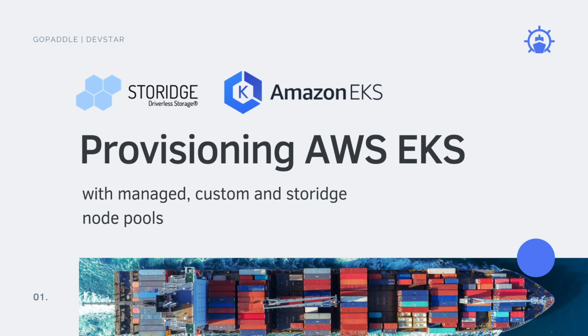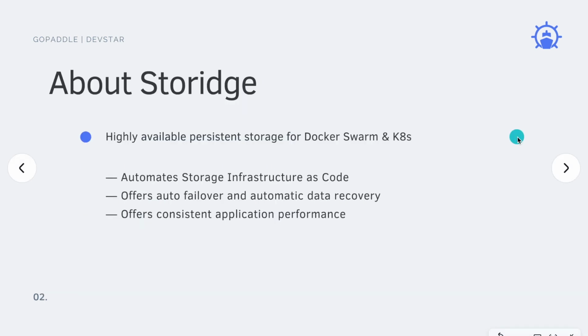In today's session, we'll be covering an interesting topic of provisioning and managing elastic storage on AWS EKS cluster. One of the challenges in the cloud native space today is to automate storage management. gopaddle has partnered with Storidge, a cloud native storage provider, to ease the management of highly available persistent storage on Kubernetes. Storidge automates storage as infrastructure as code, thus minimizing the operator decisions while maximizing the operational workflow.